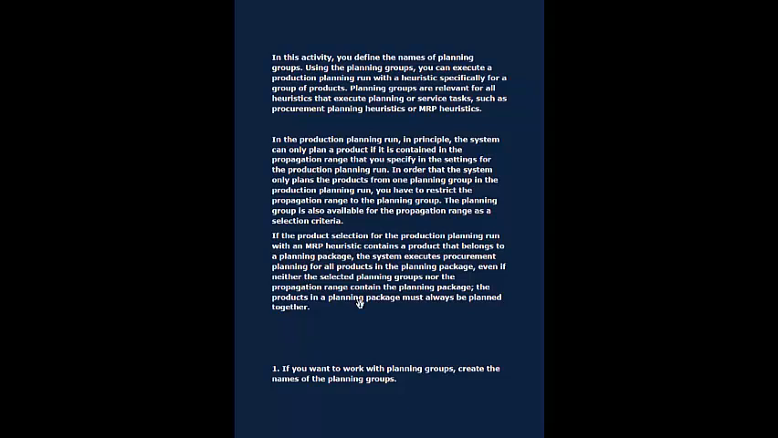So definition of planning group. Planning group is the additional product grouping and selection criteria for production planning. Planning group allows you to select and group together specific products for joint production planning. Planning group has to be defined in production planning customizing, and the product is assigned to planning group in a product master PPDS tab page.